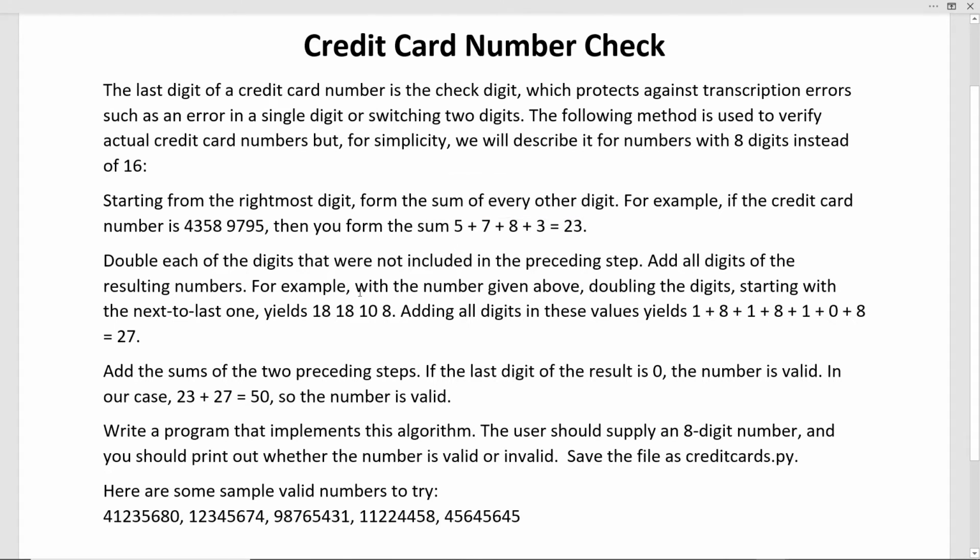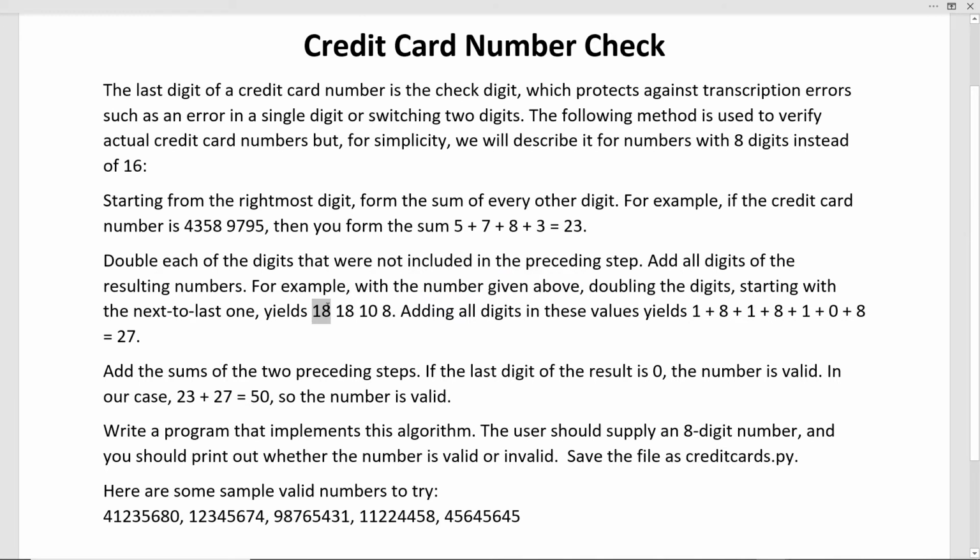Then you grab the other digits which you did not use in the previous step. In this case, they are 9, 9, 5, and 4, again from right to left. Each of those digits you double, meaning you multiply by 2. You end up with either a single-digit or a 2-digit number. If you take the 9, for example, and double it, you get 18.